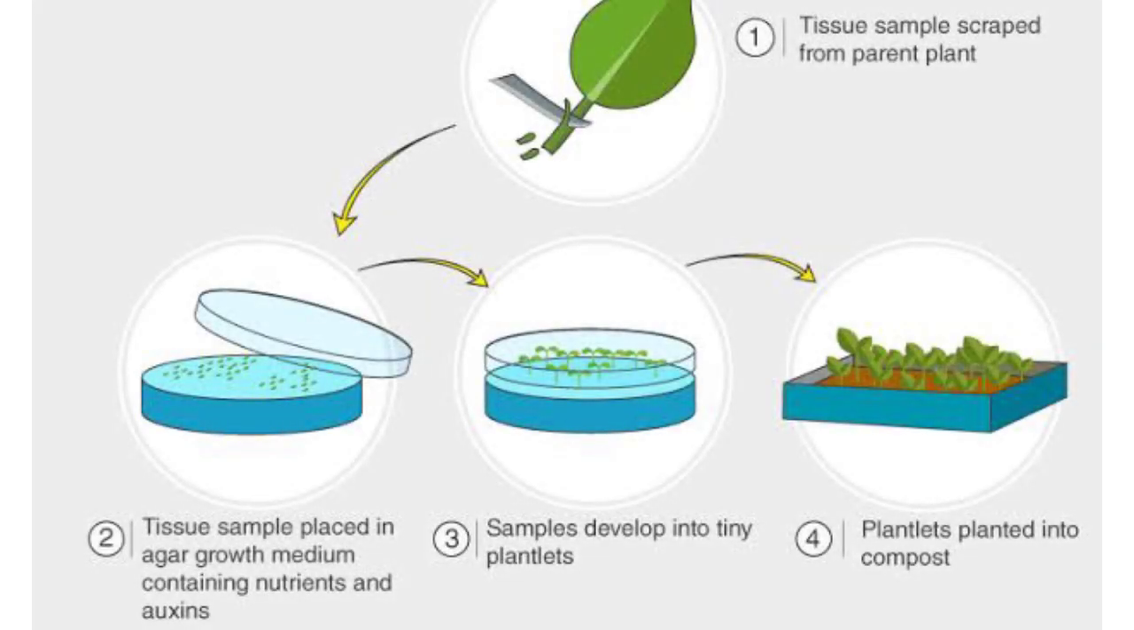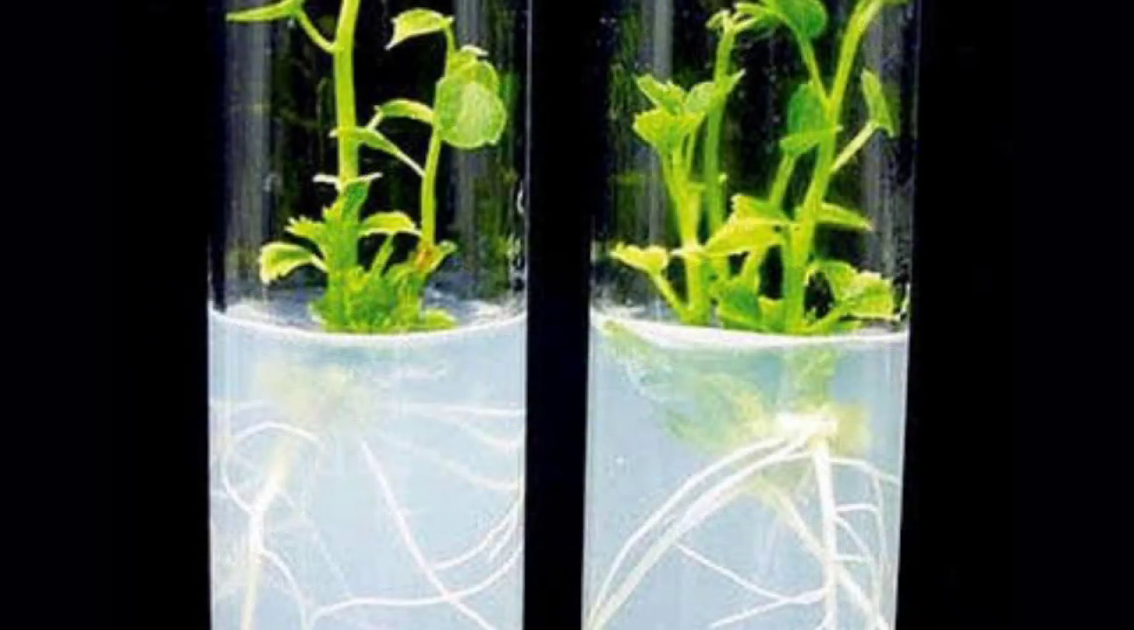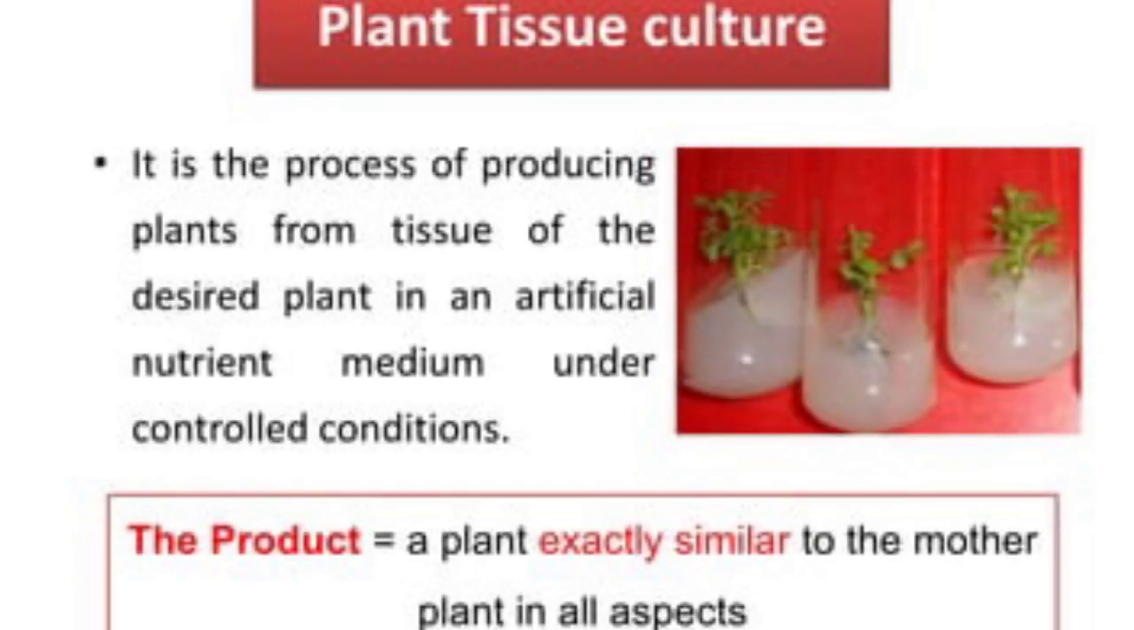Tissue culture. In this method, a piece of tissue is cut from the plant and kept in a nutrient medium. The nutrient medium contains hormones that make the cells divide and form the group of cells. After desired growth, we plant it into the moist soil and we get new plants.